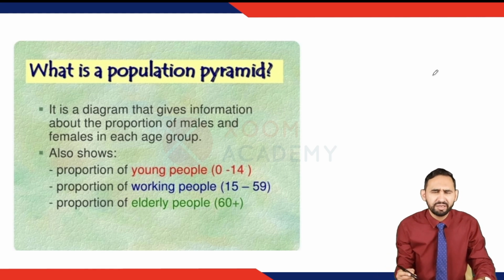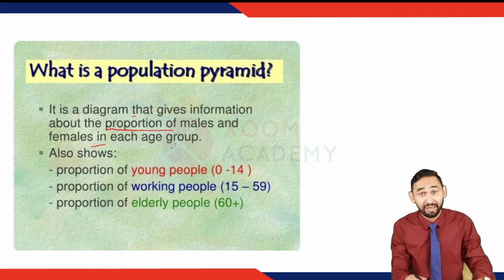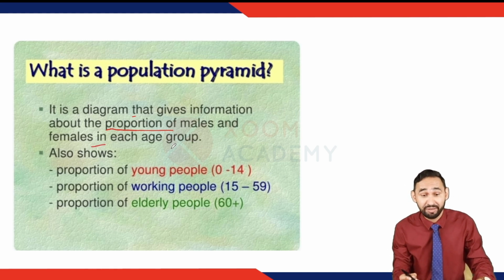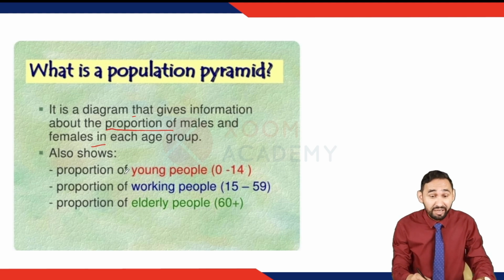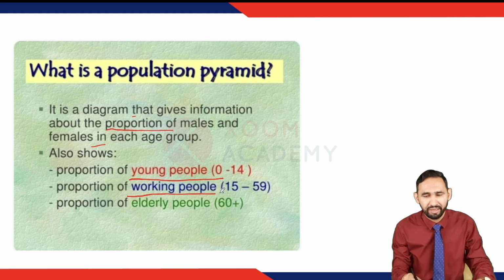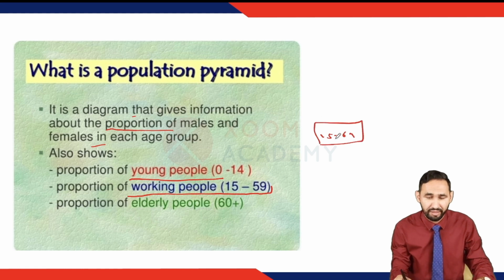What is a population pyramid? It's a diagram that gives information regarding the proportion of males and females. Males are on the left side, females on the right side. We know what the proportion of males is and what the proportion of females is. It also shows young people from 0 to 14 years. It also shows working people. Working age is 15 to 59, but some scientists take it from 15 to 64 years. It varies from country to country.